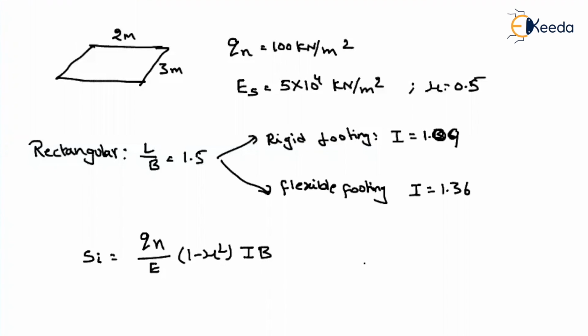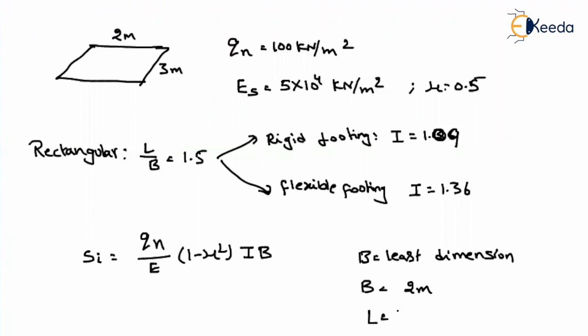What about the B? Remember this point, always you have to consider the least dimension. So what is the least dimension in the question, 2 meter or 3 meter? 2 meter. This is also a common mistake where people will go wrong. So B is always the least dimension.